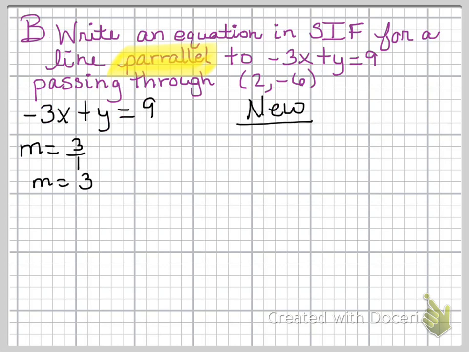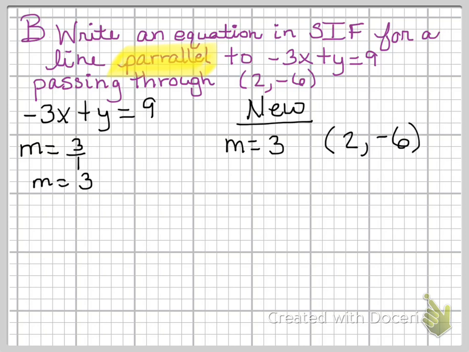Alright, so I've already found out that the slope of my original problem is 3. And so I'm going to make my new equation, and it's got to be parallel to that. So I know that it's still got to have a slope of 3, and I know a point it has to go through: 2, negative 6.